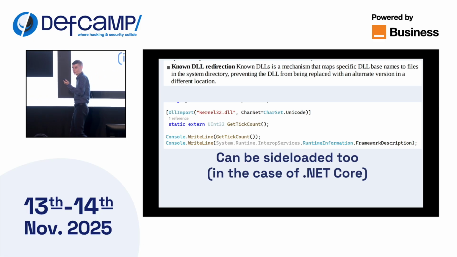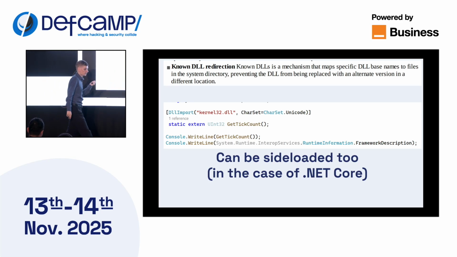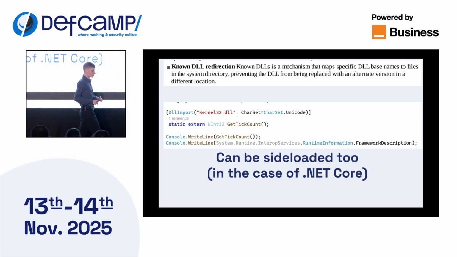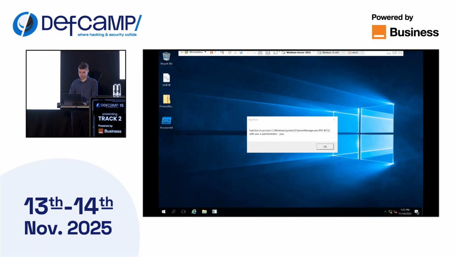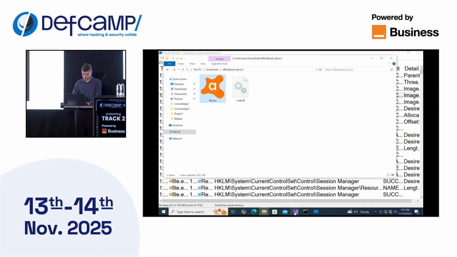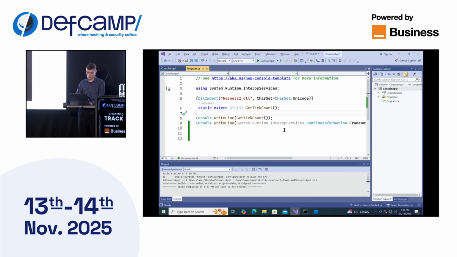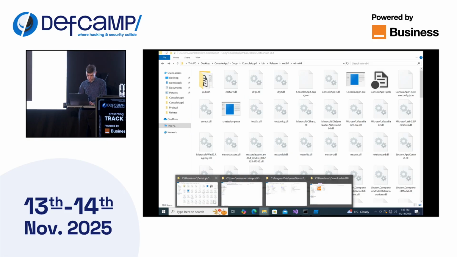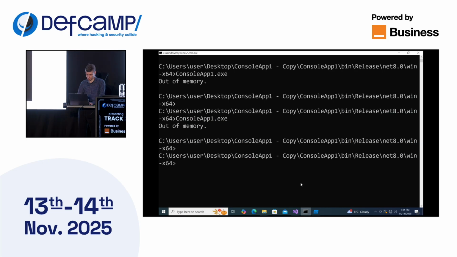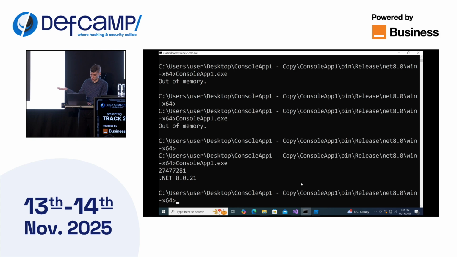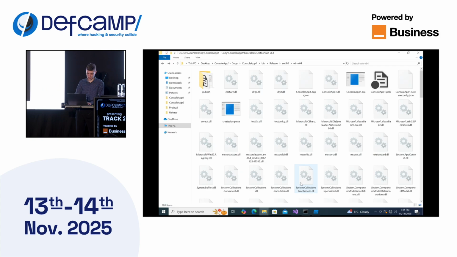It turns out, with .NET, you can side-load this kind of DLLs too. But this happens not with all .NET versions, but only with .NET Core. So let me show you this. Over here, I have a .NET program that is designed to call the GetTickCount function from the Windows API. So this is the folder with my executable. And if I try to run it, then it just displays the result of the function, which is an integer.